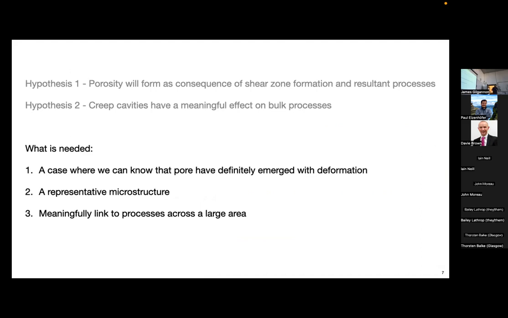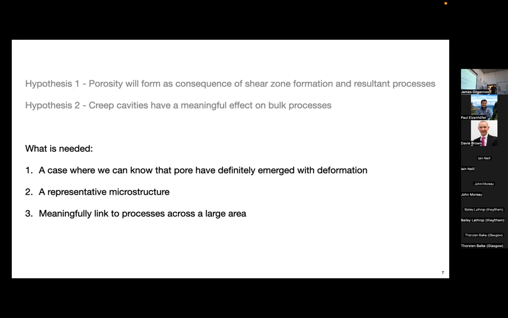So that model basically presents two hypotheses. One, that porosity, syn-kinematic porosity, forms as a consequence of shear zone formation and the processes that act in the shear zone. And it implicitly states that essentially this has to be a meaningful bulk process, or it has to affect meaningfully the bulk scale. Otherwise, we probably don't really care, because it never really transfers upscale. And like all good Nature papers, it's proposing something big, but we need to be able to check that.